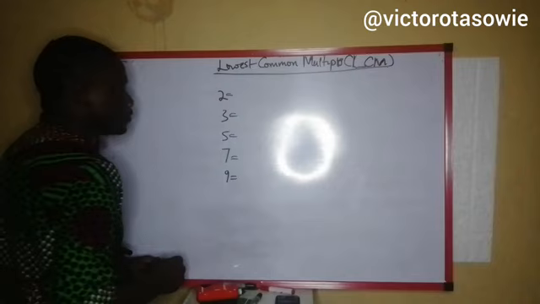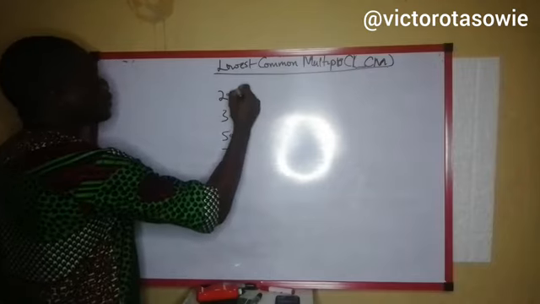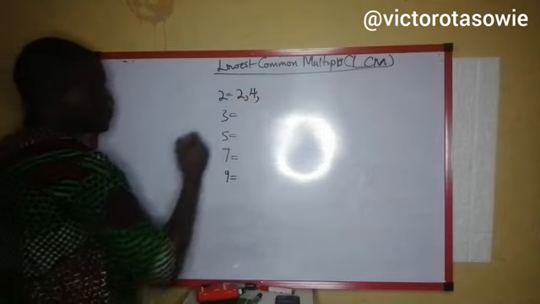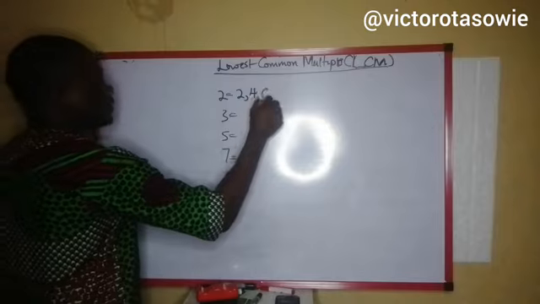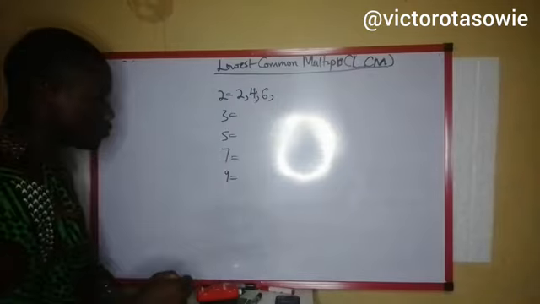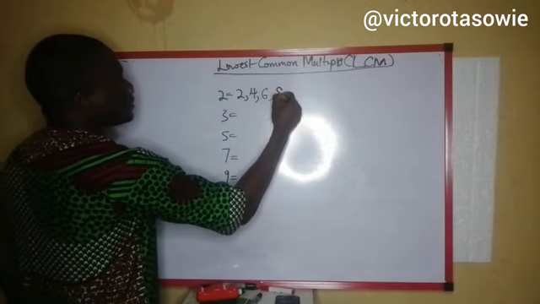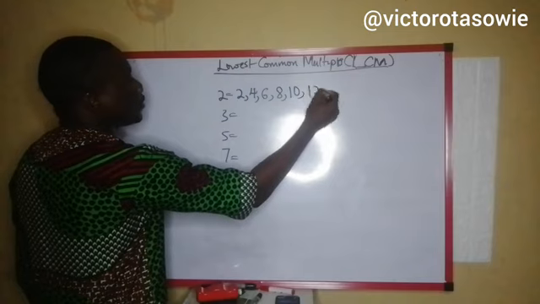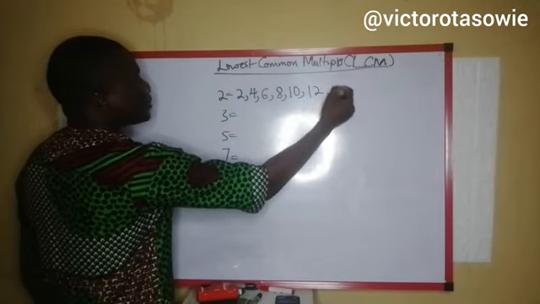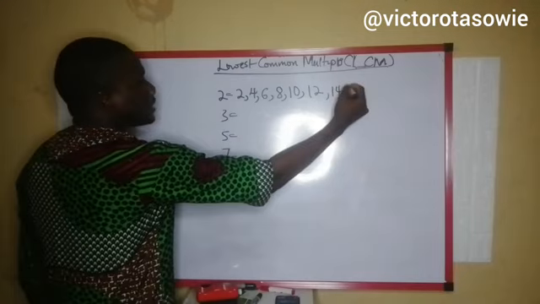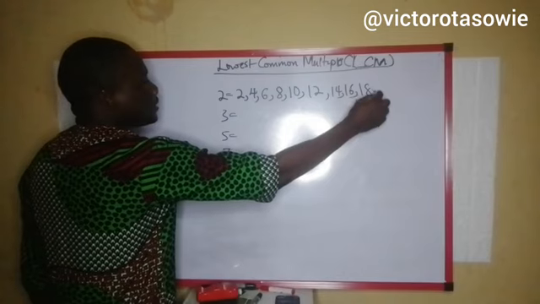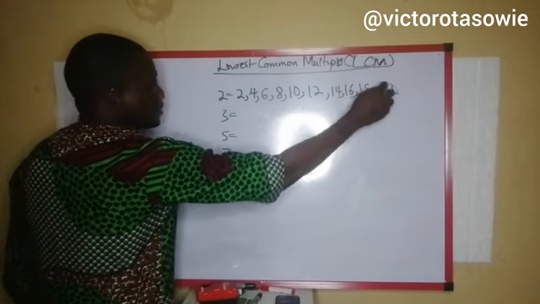Multiples of 2 now is 2 times 1, which is 2. 2 times 2, which is 4. 2 times 3, which is 6. 2 times 4, which is 8. 2 times 5, which is 10. 2 times 6, which is 12. 2 times 7, which is 14. 2 times 8, which is 16. 2 times 9, which is 18. 2 times 10, which is 20.